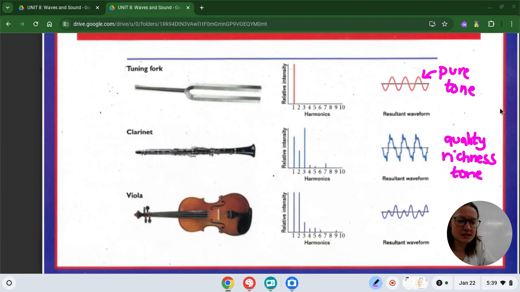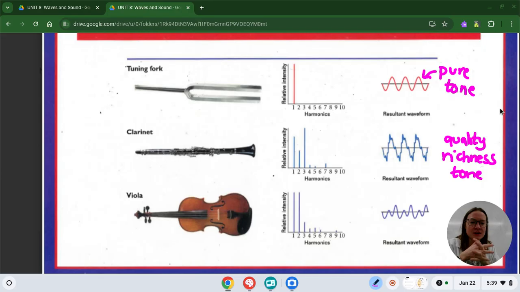Now, let's take a look at how string instruments and wind instruments actually work. We know how they sound different from each other. It's because they have different complex waveforms. But what we're going to talk about now is how you actually play an instrument to make the sounds that you want to sound.